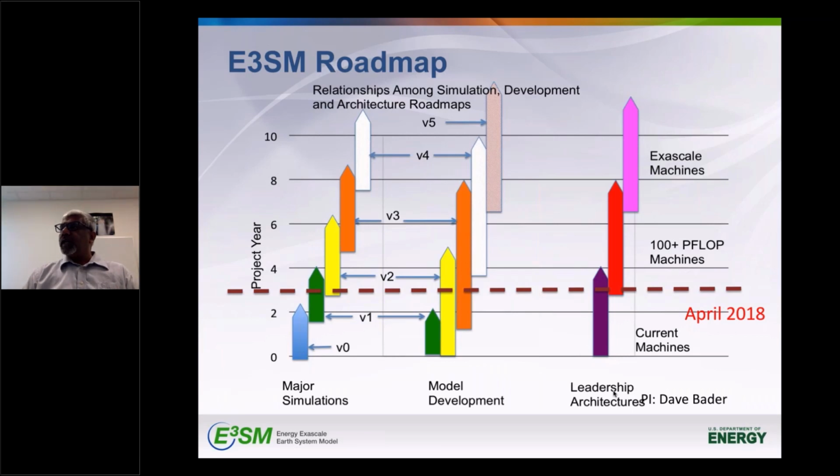So the current generation is 100 plus petaflops. Some aspects of version 1, as well as mostly version 2 of the E3SM model, will take advantage of the Summit architecture. And then version 3 and beyond will take advantage of the Exascale machines that are scheduled in the early 20s.